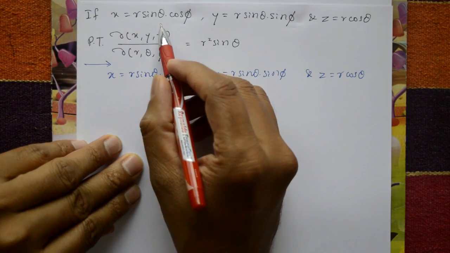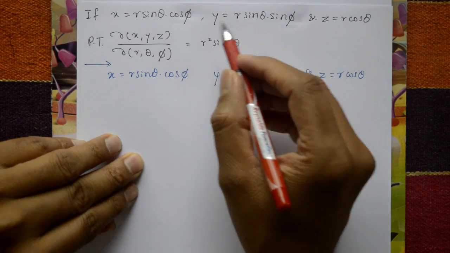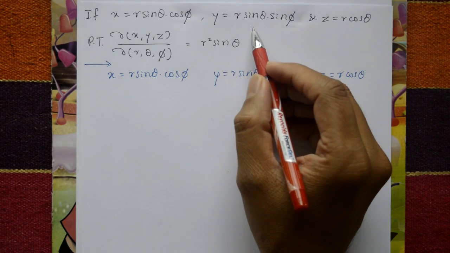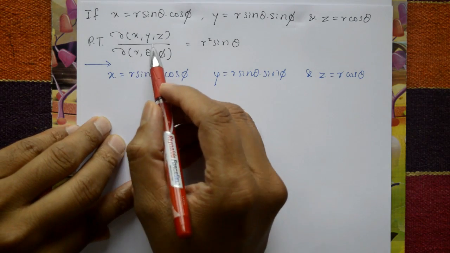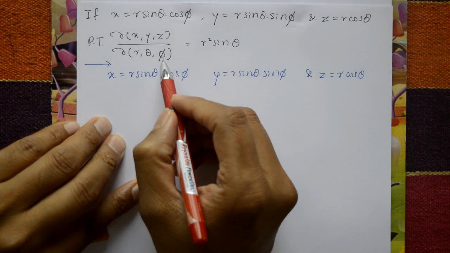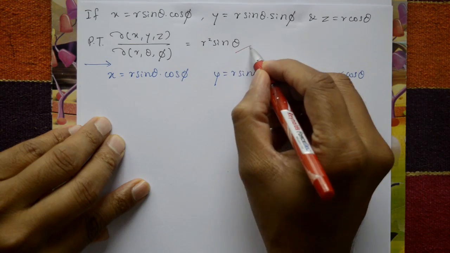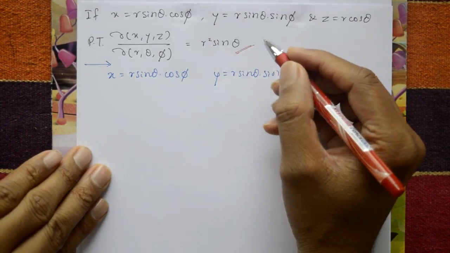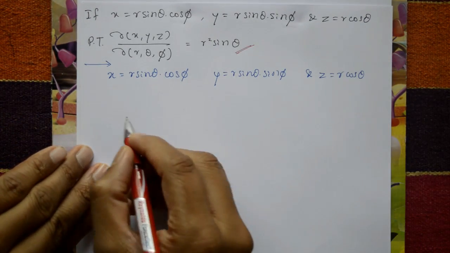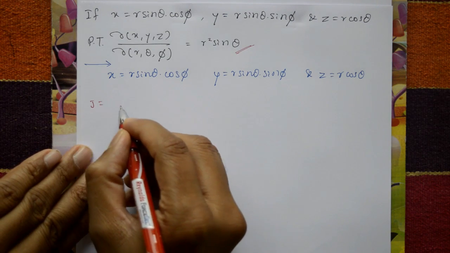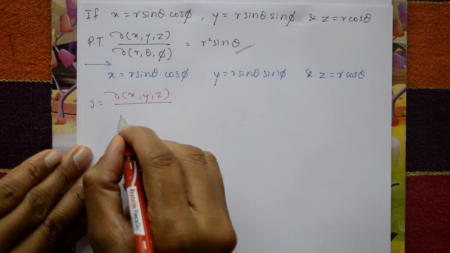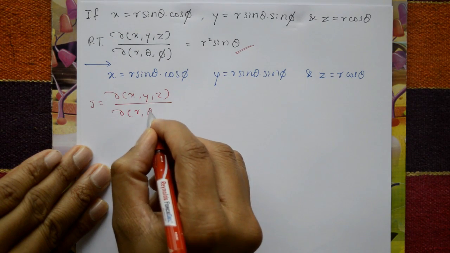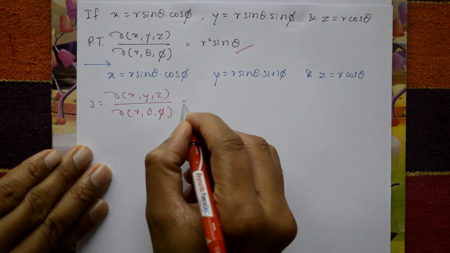If x is equal to r sin theta cos phi, y is equal to r sin theta sin phi, and z is equal to r cos theta, then prove that ∂(x, y, z)/∂(r, theta, phi) is equal to r square sin theta. Okay, given x, y, z. Now the Jacobian J is equal to ∂(x, y, z) divided by ∂(r, theta, phi).